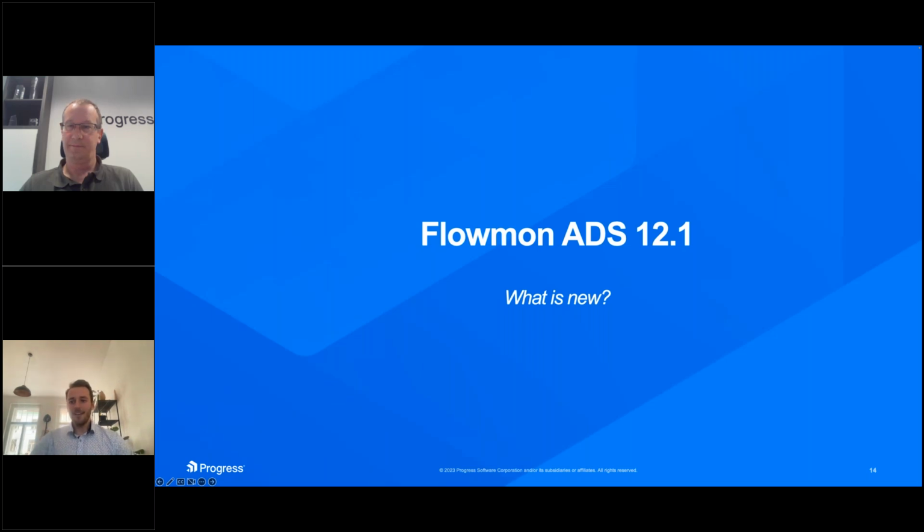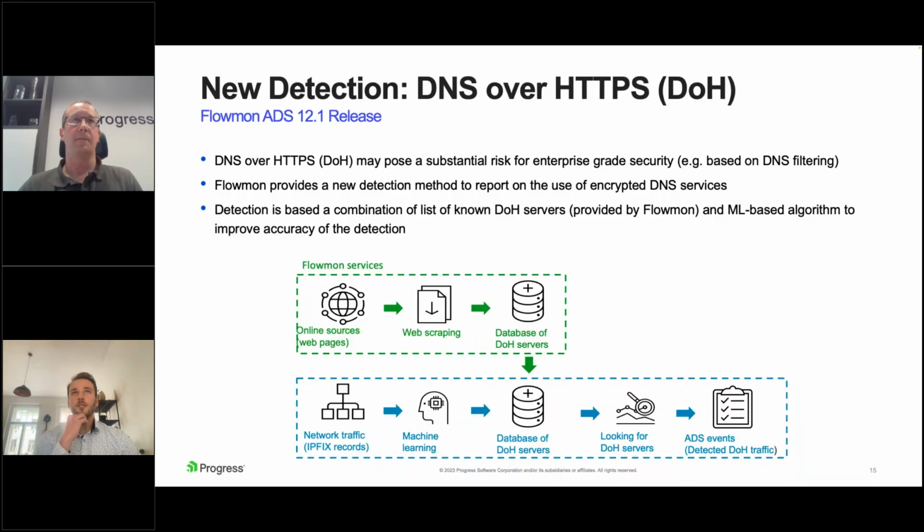Apologies. Thank you, Pavel. Okay, so I switched the screen, and now we will proceed to the really new features and capabilities in the Flowmon Anomaly Detection System 12.1. The first new feature we are introducing is a new detection method: detection of DNS over HTTPS traffic.